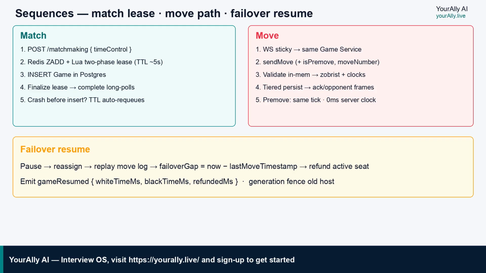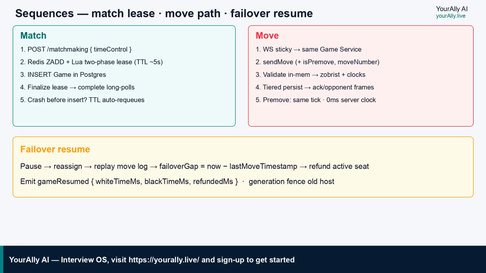Retries become boring, and boring is correct. Walk a concrete illegal move. Black is in check but tries to move an unrelated pawn. Server rejects with move ack accepted false and a reason. Clocks do not flip. Opponent receives nothing. That boring path matters. Candidates forget rejection semantics.